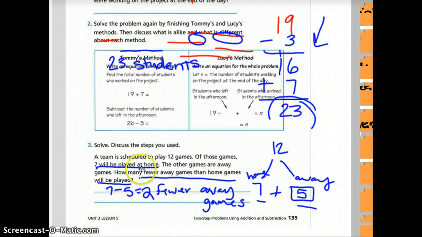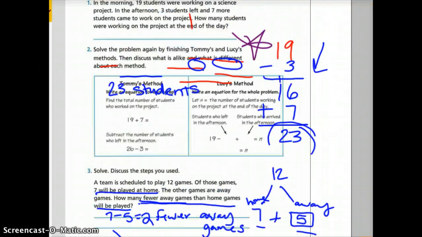Again, this is really important that you read how many fewer away games and that you didn't just stop at away games. Okay. All right, raise your hand. You need to get a star for this page. Then we are moving on.